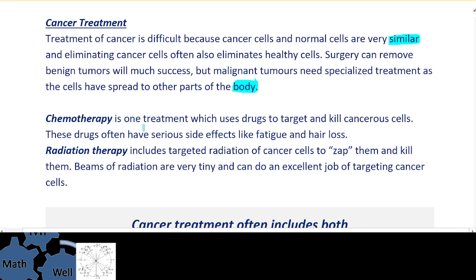These drugs often have serious side effects like fatigue or hair loss. So when you take some really strong medication, there's often side effects, right? You've heard of side effects. These are effects to your body that aren't intended, but that kind of happen just because of the nature of the medication. So fatigue means very, very tired. Your body is trying to combat this medicine, because this medicine is killing your body.